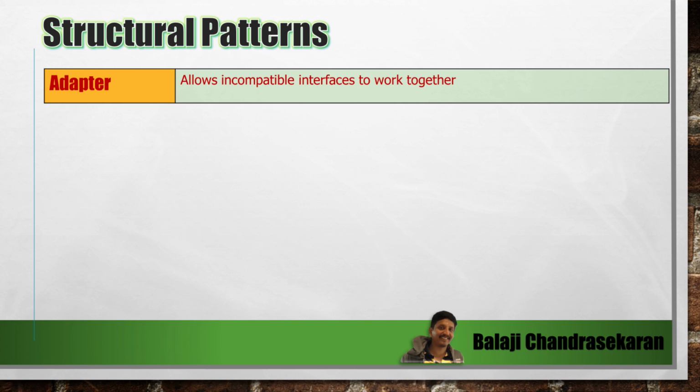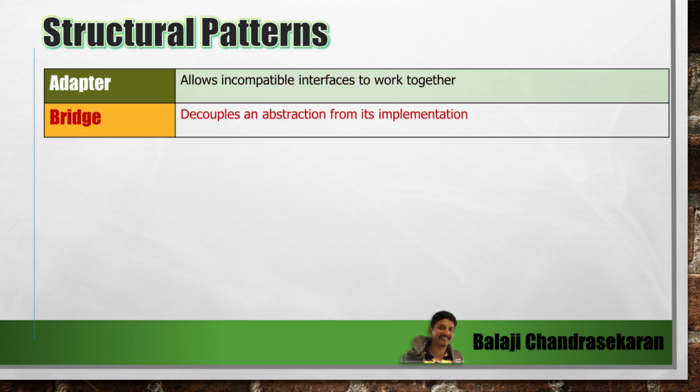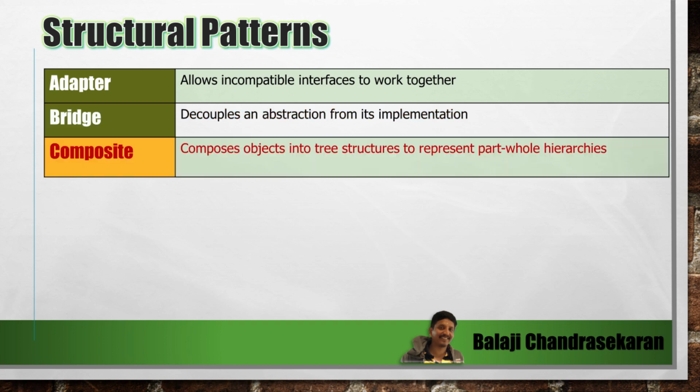Adapter pattern allows incompatible interfaces to work together by converting the interface of a class into another interface clients expect. Bridge pattern decouples an abstraction from its implementation, allowing them to vary independently. Composite pattern composes objects into tree structures to represent part-whole hierarchies, letting clients treat individual objects and compositions uniformly.